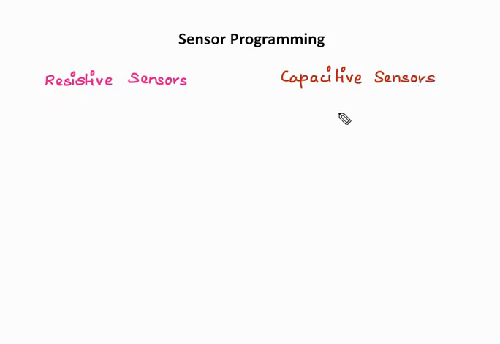Resistor and capacitor are two electronic components. So based on which of the components we use for sensing, we categorize these sensors as resistive or capacitive sensors. Now we know from Ohm's law that if we keep the voltage constant, then the current is inversely proportional to resistance.